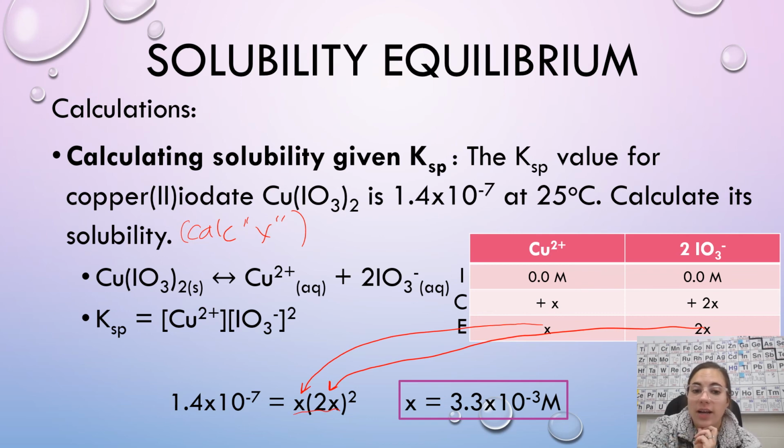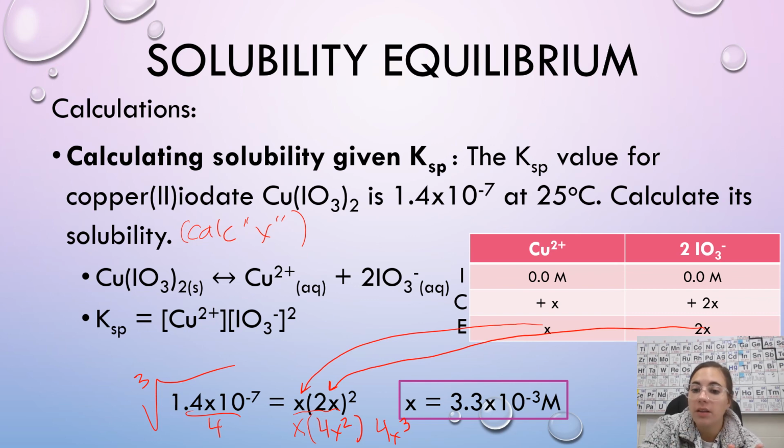Simplifying this right here, x times 2x squared is not 2x squared. We're squaring the whole 2x, so it's 4x squared. Then x times 4x squared is 4x cubed. So 1.4 times 10 to the negative 7 equals 4x cubed. We've got to divide this by 4, and then we've got to take the cube root.